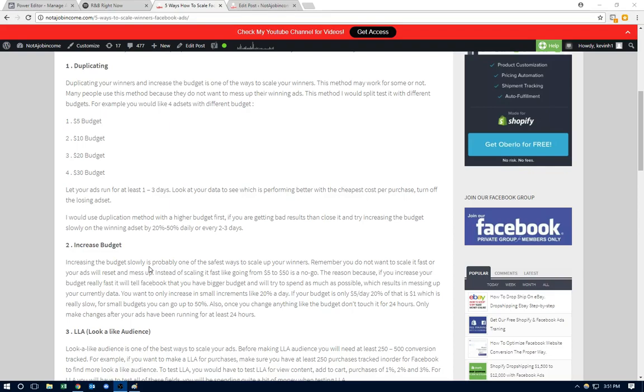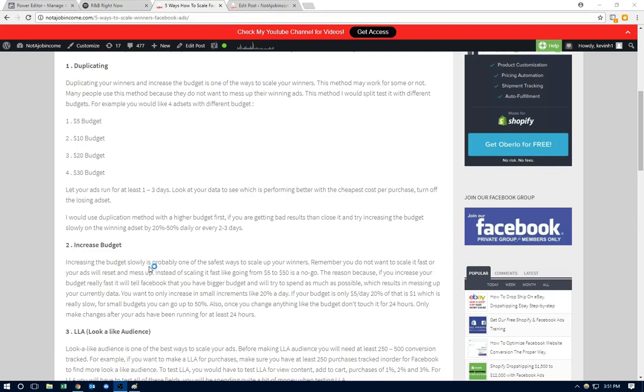So with increasing budget on the winning asset, you only change the budget on the asset. You don't duplicate, you don't do anything else except change the budget by increasing it. So my advice, don't increase it too fast. Don't go from $5, unless, say, at $5 you get $2 per purchase and you got like 4 purchases, right? You don't want to increase it really fast.